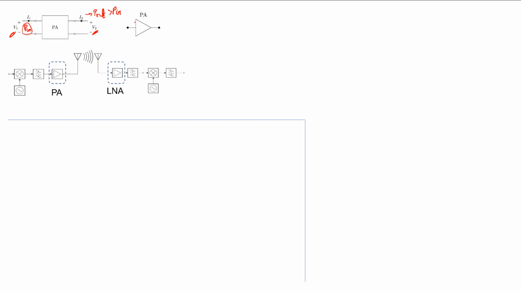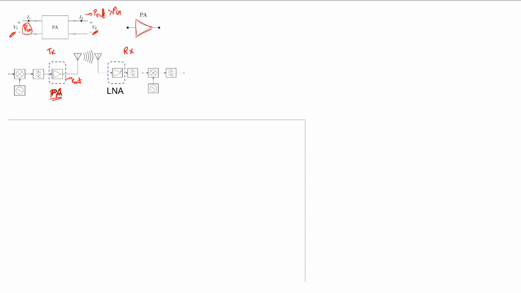It is symbolically represented by this triangular shape here. In a communication system where there is a certain transmitter and a certain receiver, there are amplifiers both in the transmitter and the receiver. The amplifier in the transmitter, which sends out a very high output power, is called a power amplifier, or PA in short.